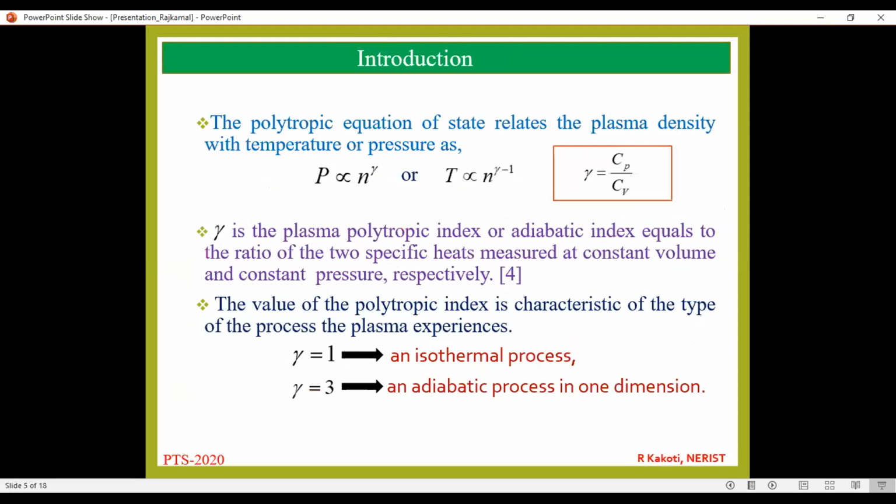Okay, now we are all familiar with the polytropic equation of state, which relates the plasma density with temperature or pressure as follows. Here, gamma is the polytropic index or adiabatic index, which is equal to the ratio of the two specific heats measured at constant pressure and constant volume, respectively. The value of the polytropic index is characteristic of the type of process the plasma experiences. For example, gamma equal to 1 represents the isothermal process, and gamma equal to 3 represents an adiabatic process in one dimension.